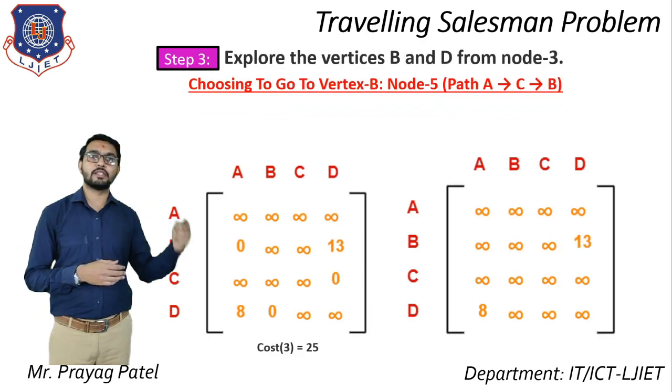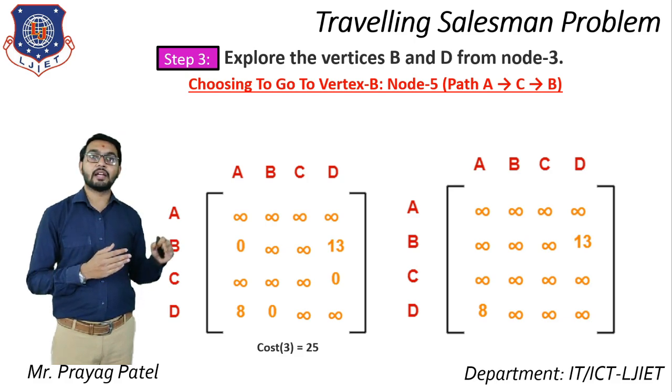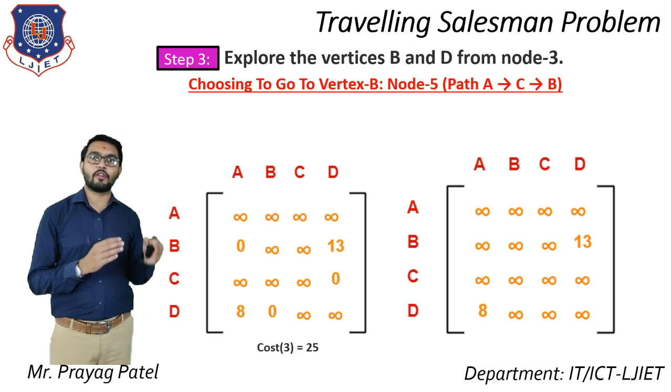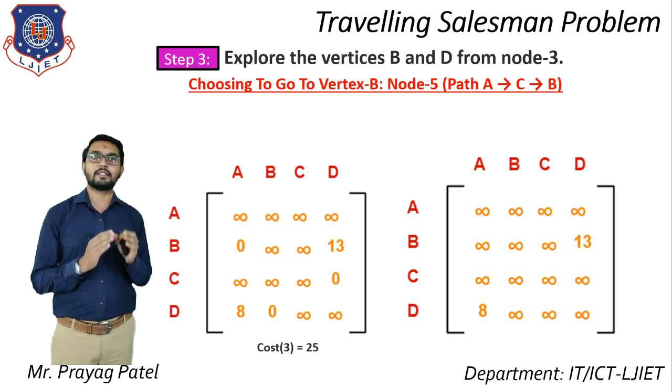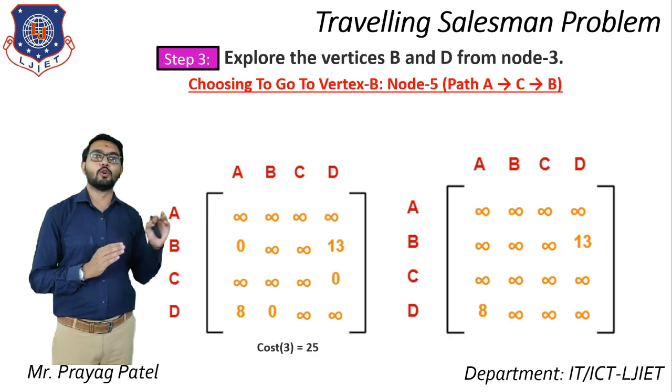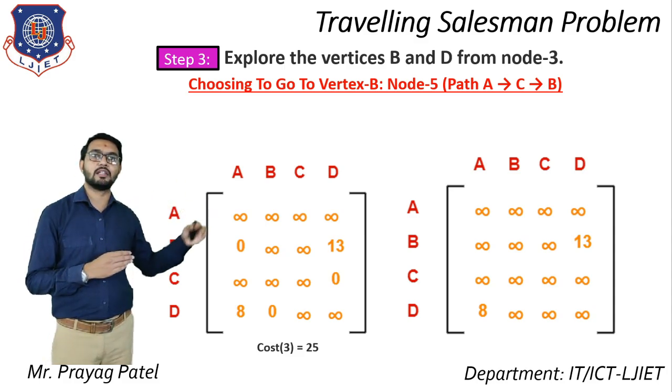Then which nodes are remaining? Here consider A and C as visited. Then consider nodes B and D. So our next step, step number 3, is to explore the vertices B and D from node 3. Here choose node B first, then consider node C.